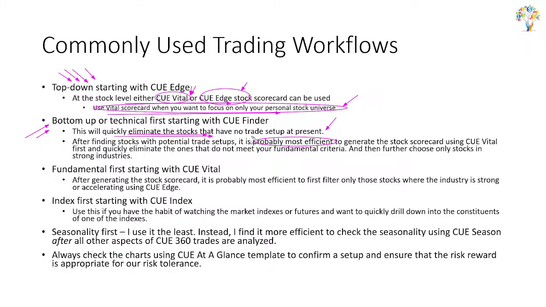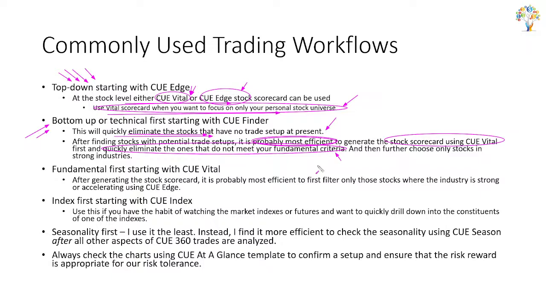If we have many stocks, it is probably most efficient to not open the charts. We already know these stocks have potential trade setups, but don't open the charts. Instead, generate the stock scorecard using QVital first and quickly eliminate the ones that do not meet your fundamental criteria. Here I look for at least value or growth. Those are the criteria I use.